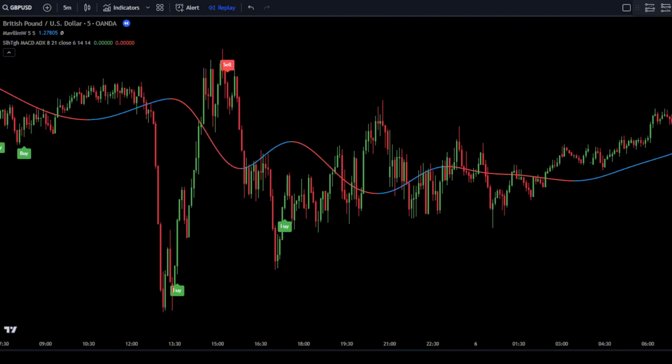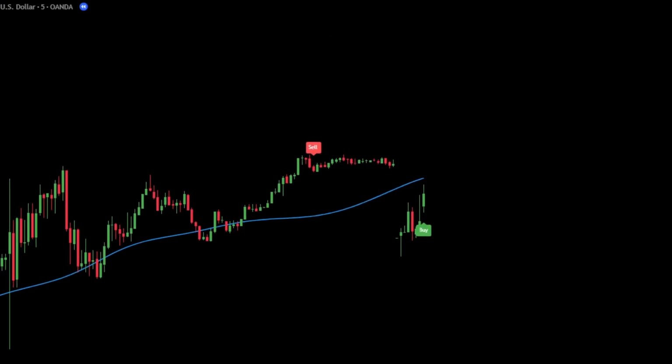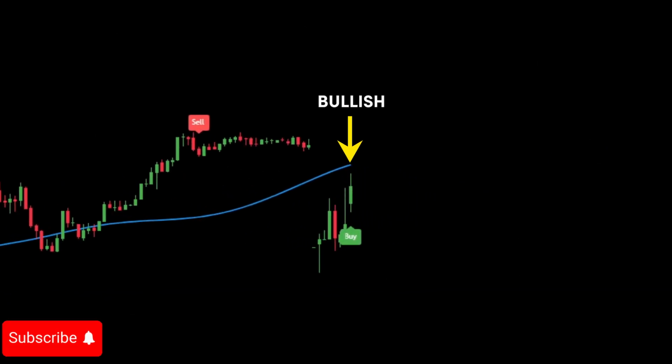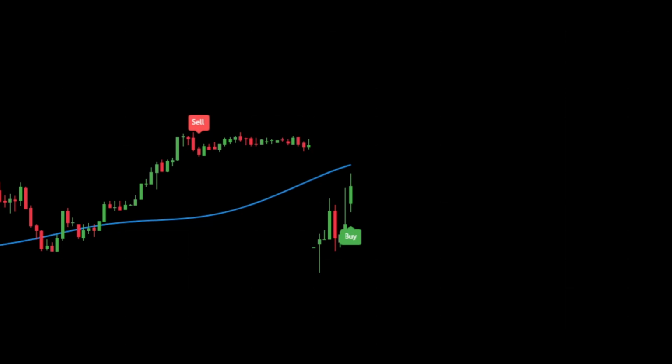Now, let's discuss how to place buy and sell orders using this indicator. How to place a buy order. If the line from the Mavilim indicator is blue, it indicates a bullish trend. In this situation, you should focus on finding the best point to place a buy order. Wait for a buy signal from the MACD ADX indicator.